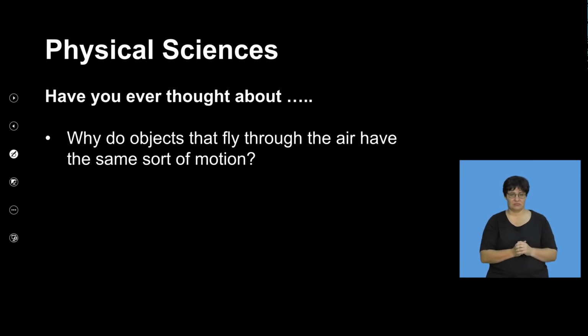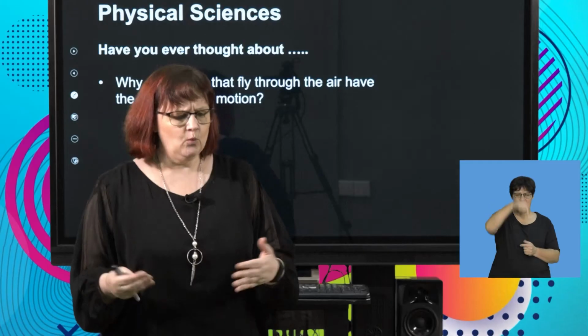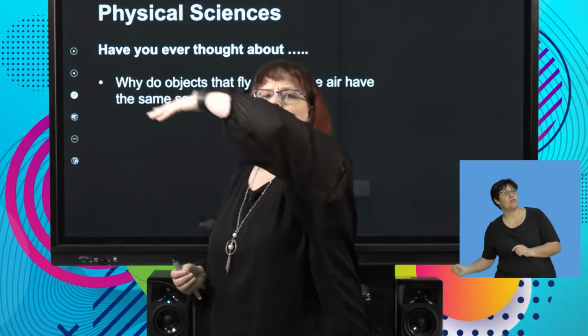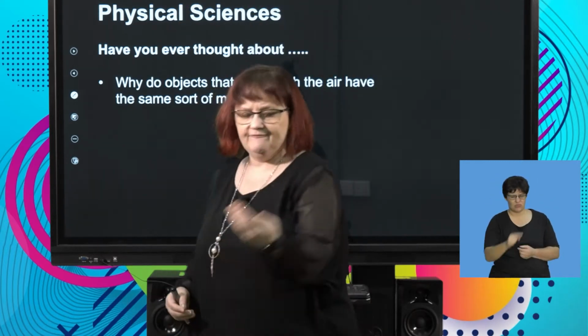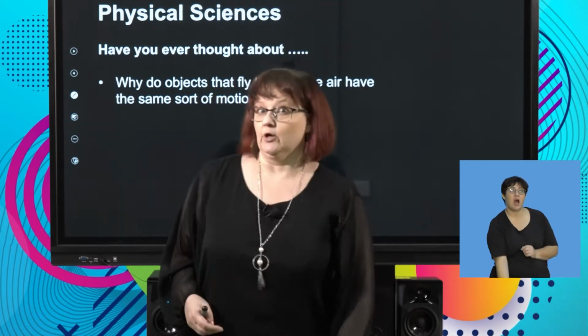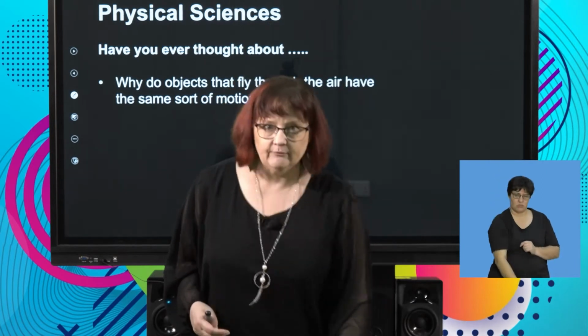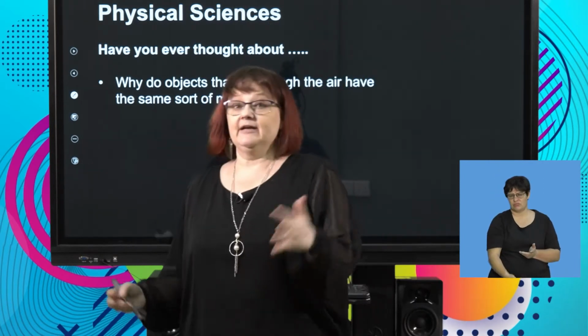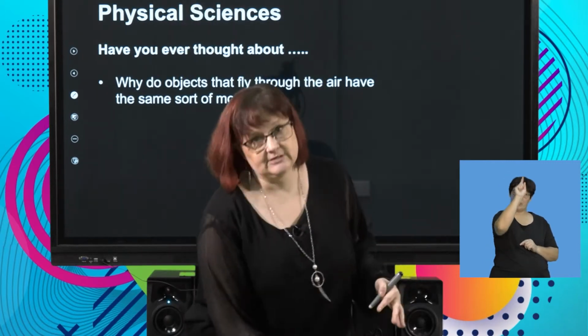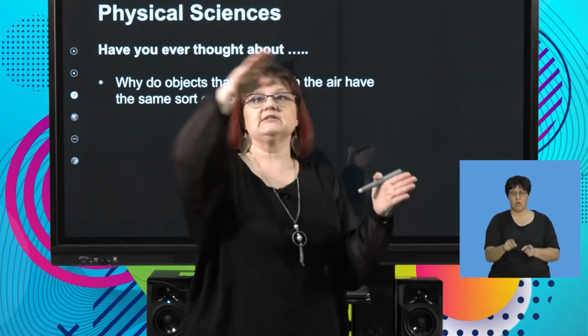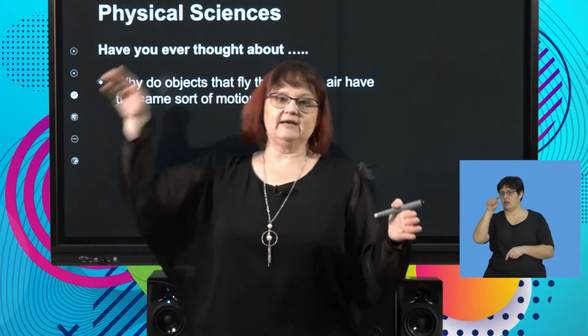Why do objects that fly through the air have the same sort of motion? So why is it if I throw a ball, the ball will go up and then come down? If I throw it upwards, it's also going to go up and then come down. If I have a gun that's fired up into the air, the bullet will go up and then it comes down. And they always go on this little arc, okay? They always have that sort of motion.